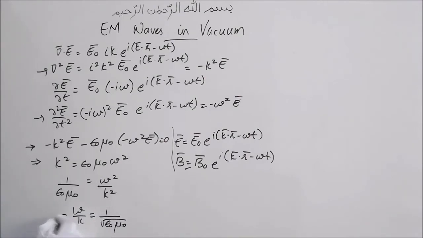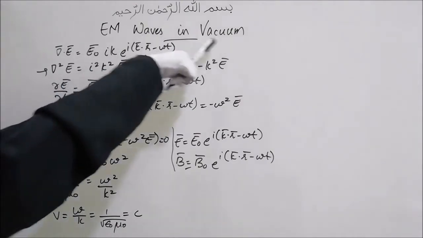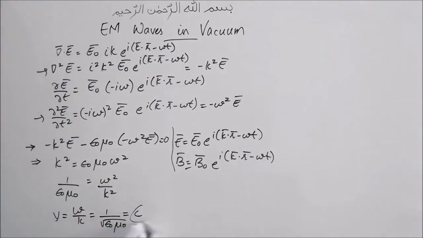Omega by k is the velocity v and 1 by root of epsilon naught mu naught is the speed of light c. So the electromagnetic waves in vacuum move with a velocity which is equal to the speed of light. You have to remember this. Omega by k, which is 1 by root of epsilon naught mu naught, and 1 by root of epsilon naught mu naught is equal to c.